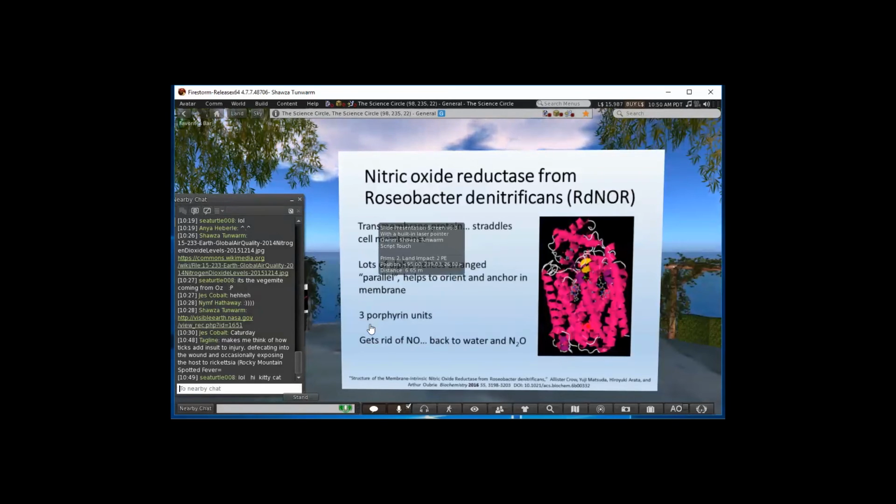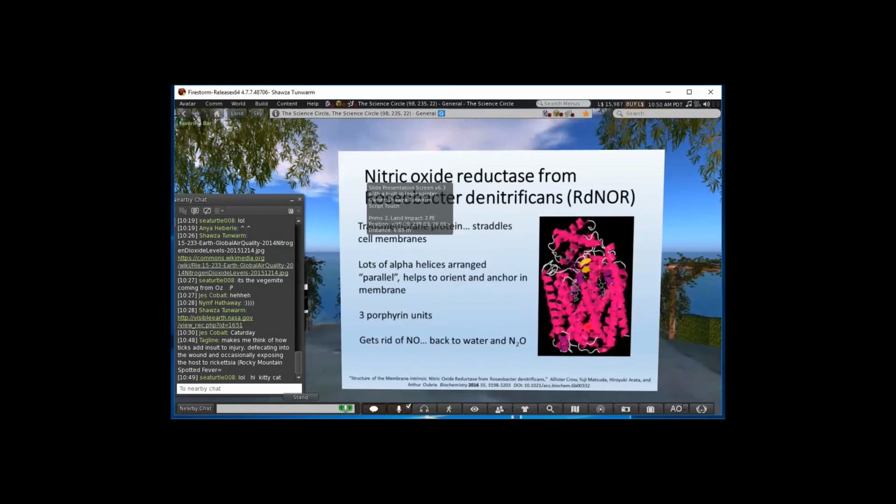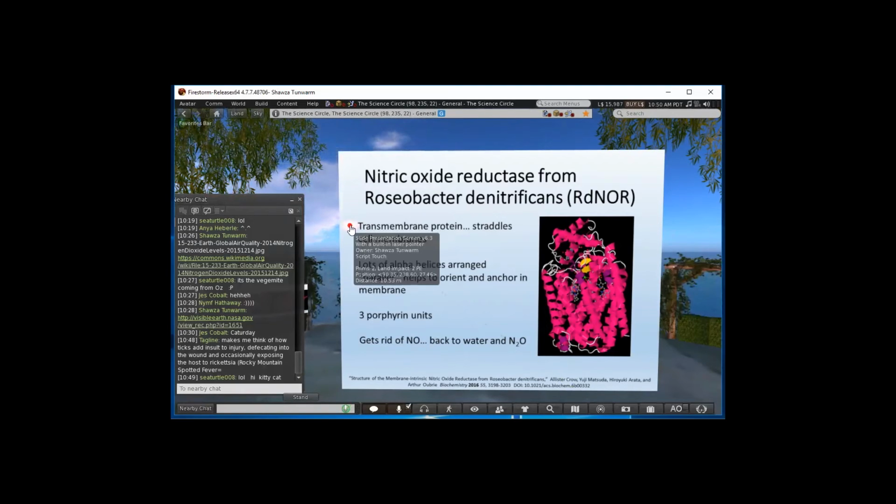So here's a molecule called nitric oxide reductase, and it actually comes from a bacterium. This is a transmembrane protein. So it actually straddles a cell membrane. A little bit of it is on the outside of the cell, a little bit of it is on the inside of the cell. For these transmembrane proteins, I'm not a biochemist, but I don't even pretend to be a biochemist, well, except on Halloween.